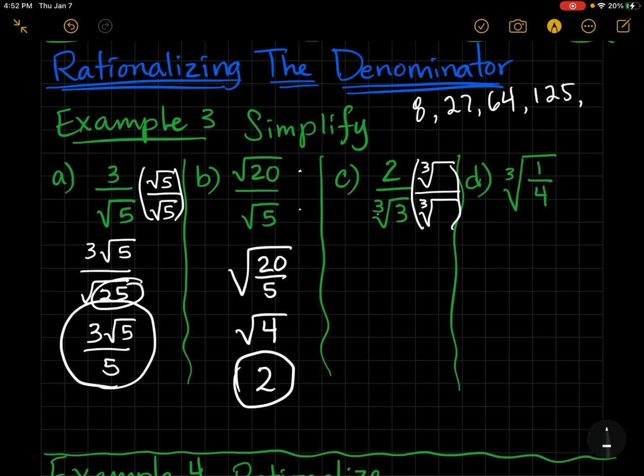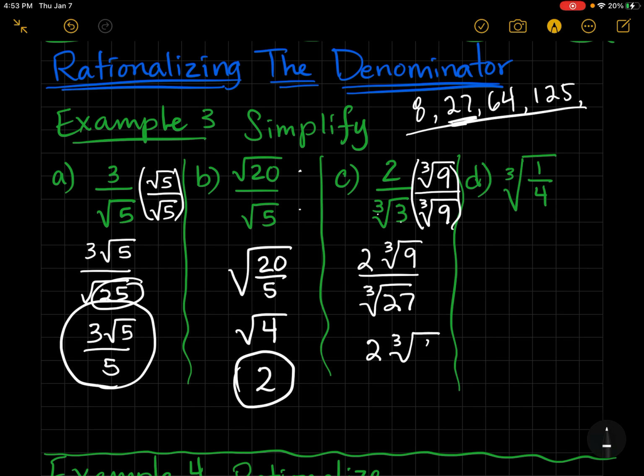So what we want to do is fix this so that, like here, we got 25 and that's a perfect square. So if I multiply by 3, I'll get 9 on the bottom and we don't know the cube root of 9. So I'm going to multiply by 9 because 3 times 9 is 27. And whatever you do on the bottom, you got to do on the top. So I have 2 times the cube root of 9 over the cube root of 27. And we know the cube root of 27 is 3. Therefore, we no longer have a radical in the denominator.